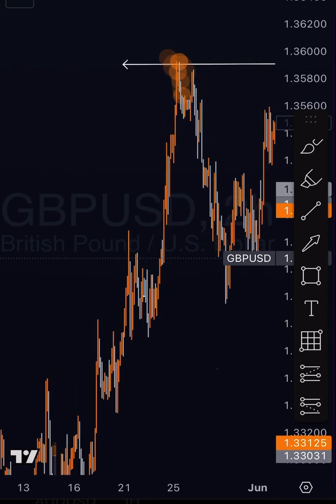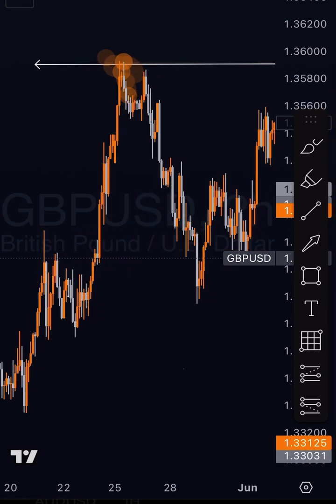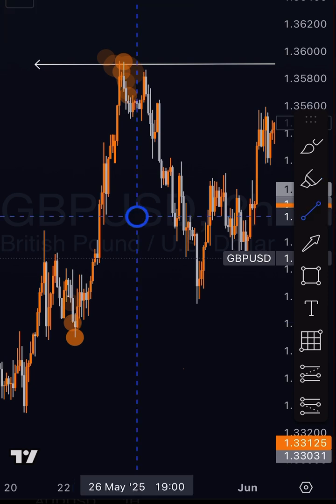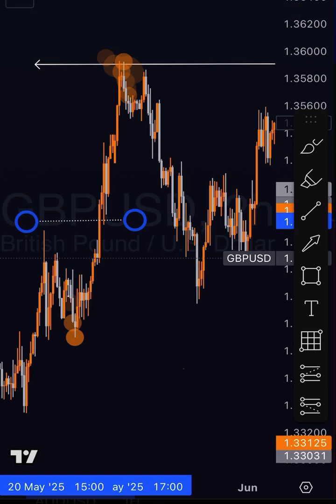Now we'll look at the higher low. The higher low is this over here. The second thing we're going to be identifying is the breaker structure, which is over here.